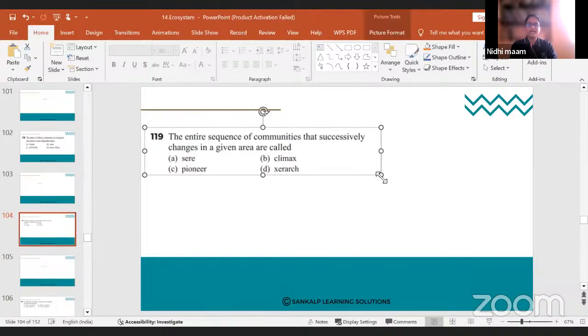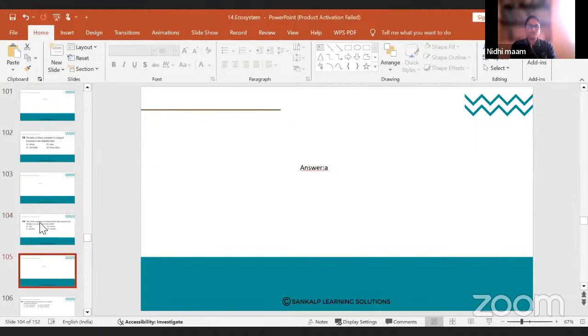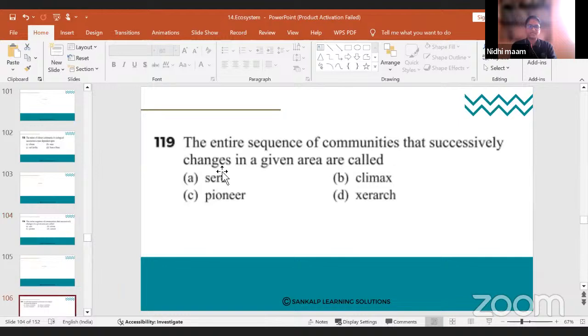Next question. The entire sequence of communities that successively changes in a given area is called as: seed, climax, pioneer, xerarch. Aishu, Sushmita, Ranjita, Ramya, Adiga. So, most of you voted for option D, xerarch. The right answer is option A, it is called sere, S-E-R-E.